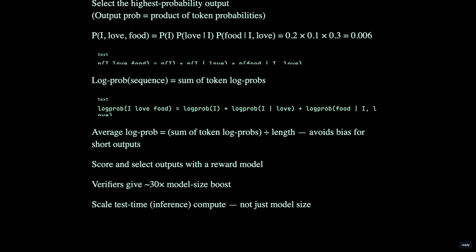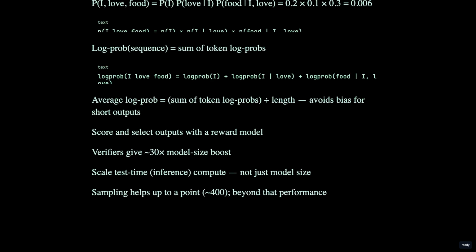OpenAI found that sampling more outputs improved results only until about 400 samples, after which accuracy declined. They suspect more samples increase the chance of adversarial outputs that fool the verifier. A Stanford paper called Monkey Business instead observed roughly log-linear gains as samples increase from 1 to 10,000. But in practice, drawing hundreds or thousands of outputs per query would be prohibitively expensive.